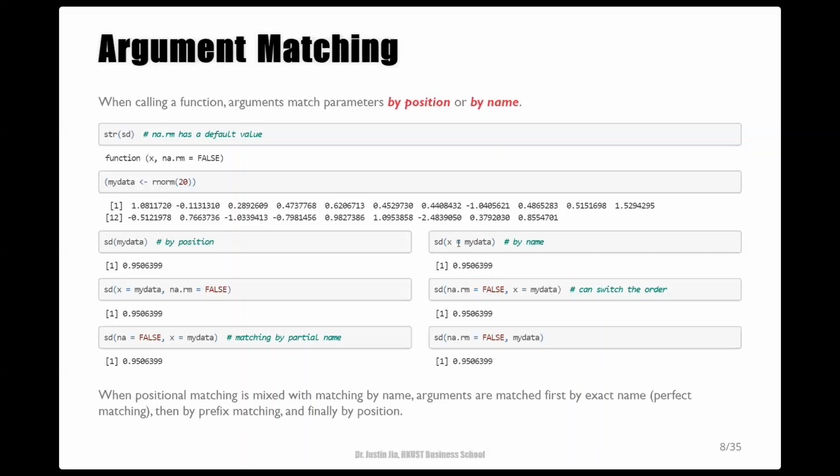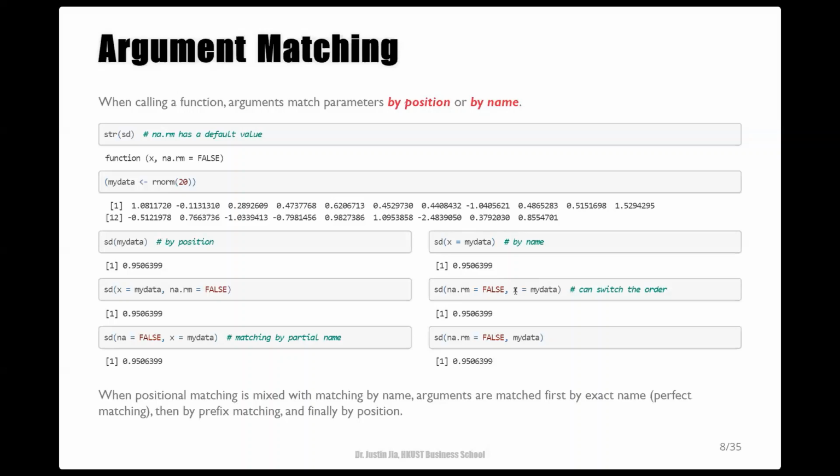Actually, the role of equal sign in a function call is different from that in a function definition. In a function definition, it is used to define a default value for a parameter, while in this case, it is used to name arguments so as to match them with parameters. When specifying the arguments by name, it doesn't matter in what order we specify them. In the example below, we specify the na.rm first, followed by x, even though x is the first parameter defined in the function definition.